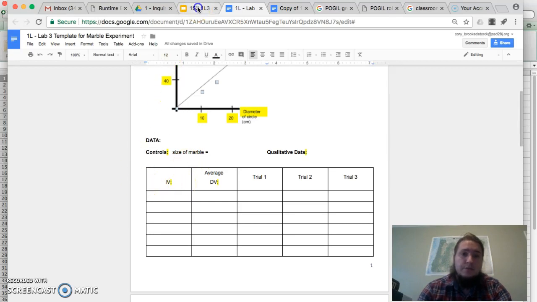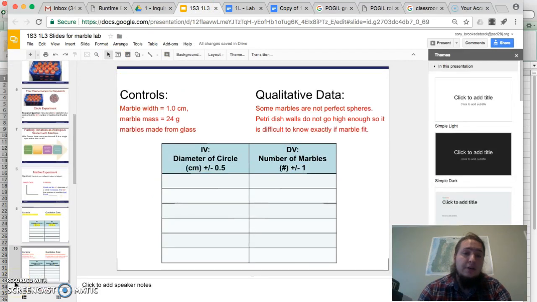All right. So if you want to take a look here, the next slide I've given you some ideas for the controls. Marble width 1 centimeter. For example, yours might be more or less depending on your group. The marble mass is something you want to keep constant too, because you wouldn't want to be changing your mass. Maybe that would have some sort of effect. And then the other thing is you want to use all the same type of marbles. So this one they're making it from glass. Ours are actually ball bearings, so they're made from steel here. So you could have them all made from the same material.